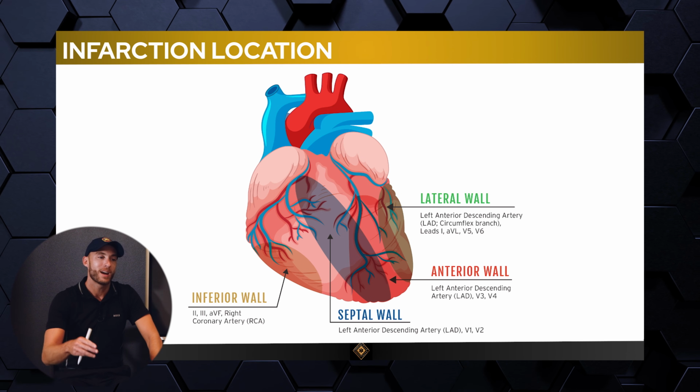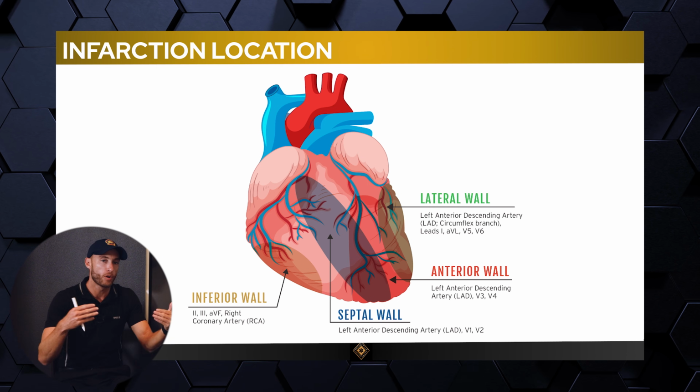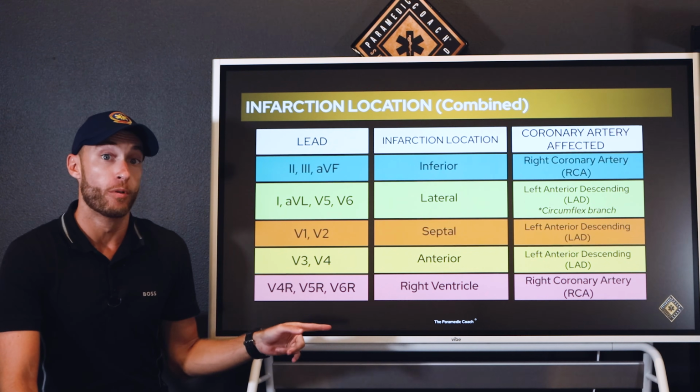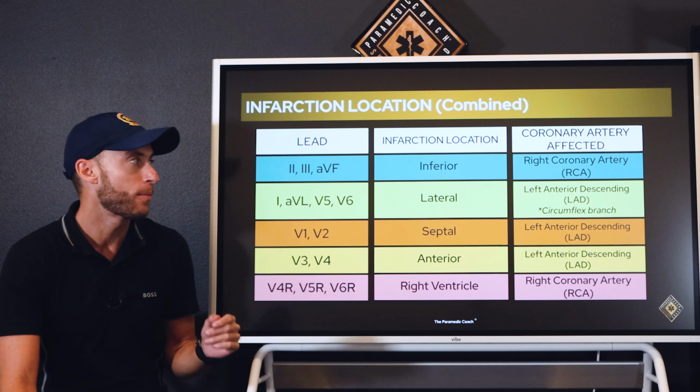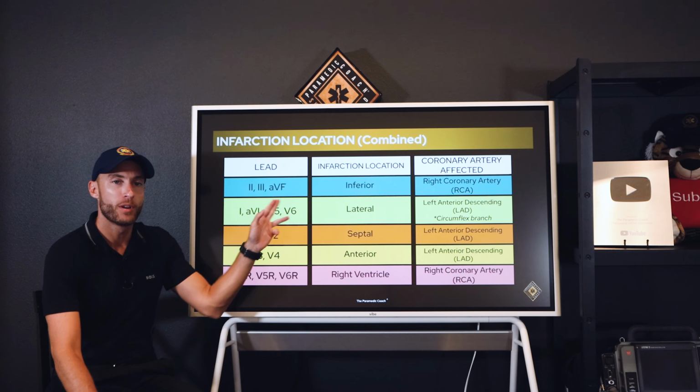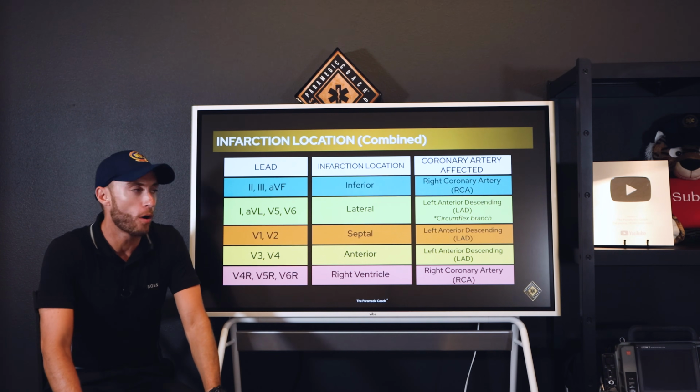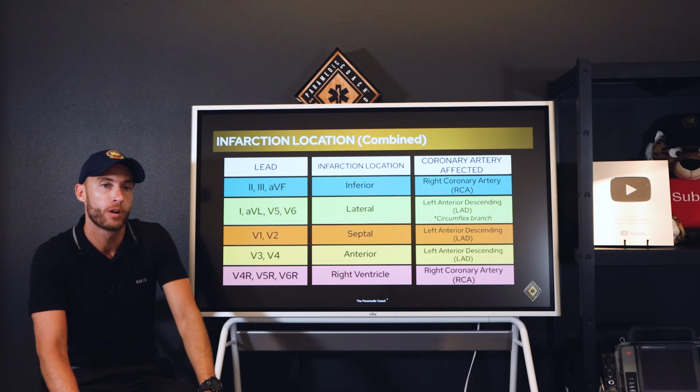Now, let's continue, and let's just do a little review of what we've gone over. I got a little extra, little bonus tip, a little pearl for you, so hang with me. 2, 3, aVF, we know that it affects the inferior wall. That's going to affect our right coronary artery.